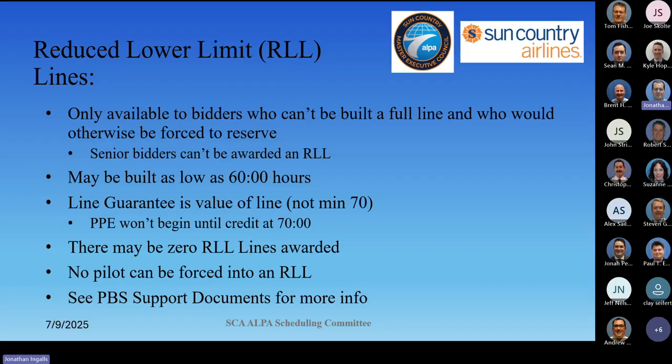If you do accept the reduced lower limit line, you are not pay protected. You're just taking whatever value it gets you, not to be lower than 60, saying that I'm willing to be not pay protected and have a bunch of days off and have a low credit value in order to not be on reserve, knowing that I need to claw myself back up to 70 hours just to even get premium pay again.